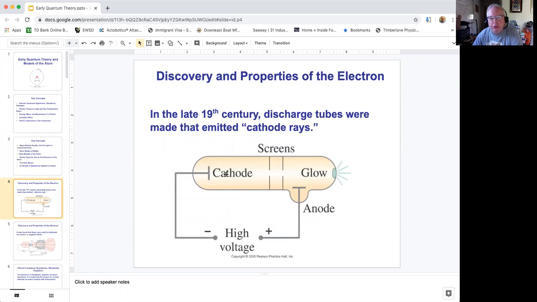we could generate these cathode rays by taking an evacuated vessel, so some kind of glass tube at very low pressure, and setting up high voltage between two terminals. So this cathode and anode, and these are old terms, but anode means without negative, so that's why it's positive. And cathode is the source for negatives.